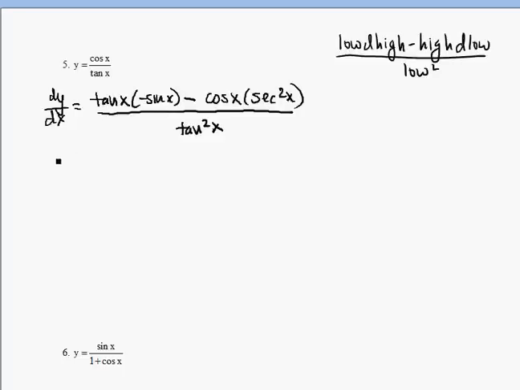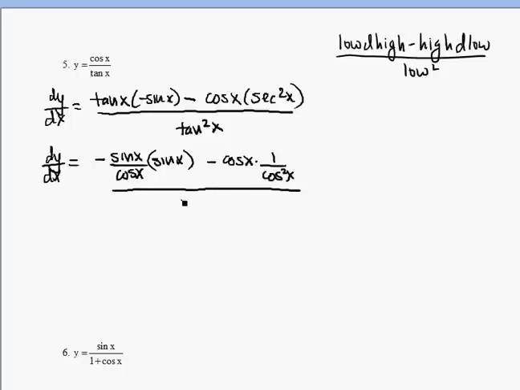I'm going to put this negative up front, so we get dy/dx. And at the same time, I'm going to change everything into sines and cosines. So I get negative sine x over cosine x times sine x, minus cosine of x times 1 over cosine squared, all over sine squared x over cosine squared x.